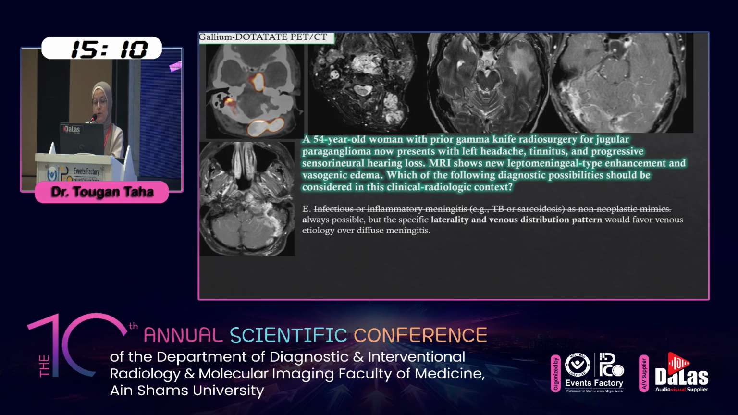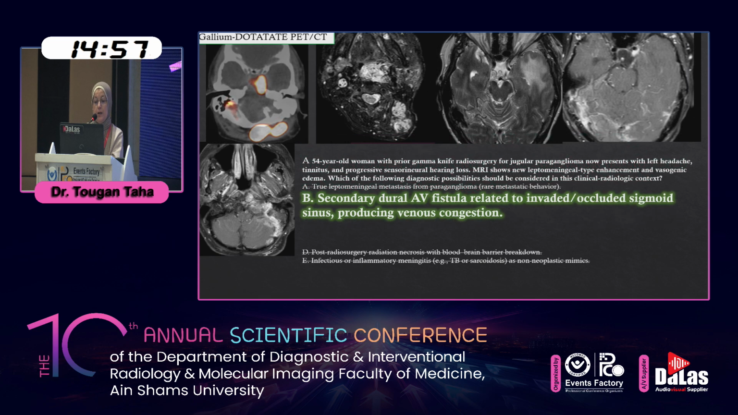Infection or inflammatory meningitis is possible, but the specific laterality and venous distribution pattern should favor venous etiology over diffuse meningitis. So the correct answer is secondary dural AV fistula related to occluded sigmoid sinus producing venous congestion. And this is venous hypertension related parenchymal edema simulating tumor infiltration.